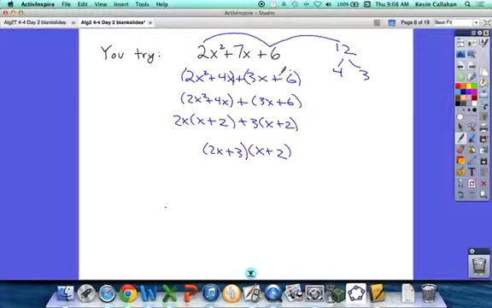So that's probably the hardest factoring that we do. Okay? And this is all downhill from here. Now we just have to look at the two special patterns.